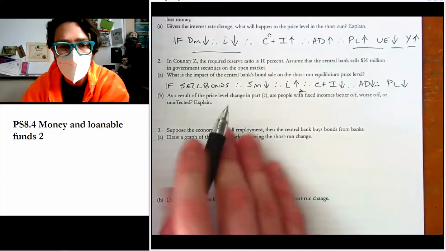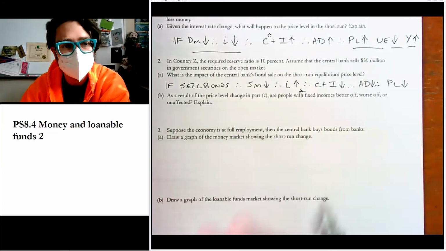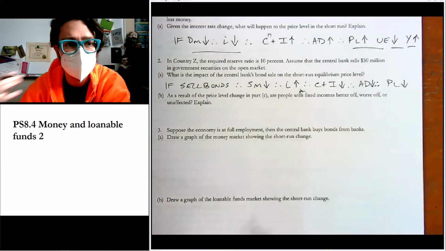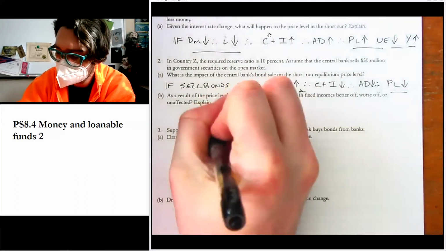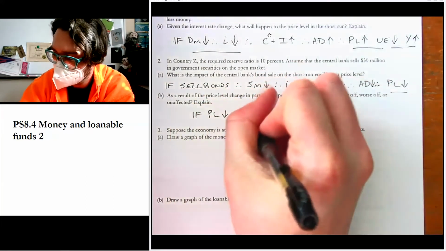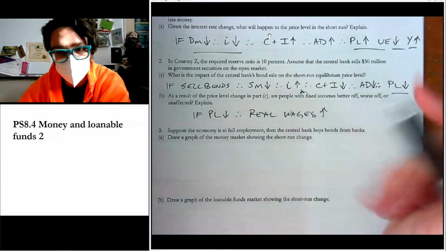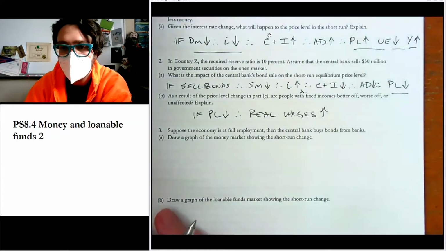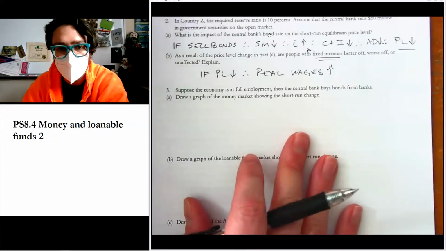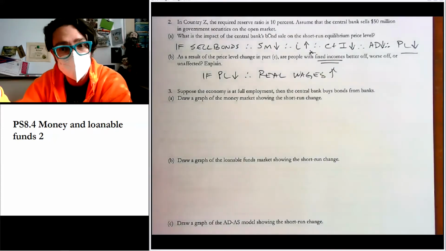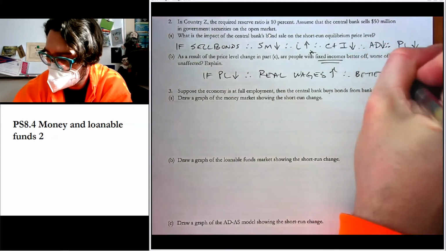That's the tough part. It says, as a result of the price level change, are people with fixed incomes better off, worse off, or unaffected? Explain. We've seen that question on basically every test: how are real wages affected when price levels change? If price levels go down, therefore real wages go up, because of sticky wages. We have fixed incomes, and so the real value of your wage would rise. And that's actually a perfect explanation: you're just saying why the real wage would go up. So we'd say they are better off.